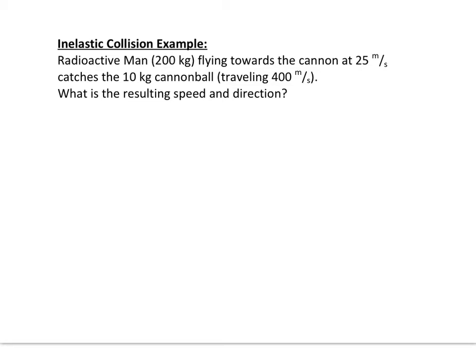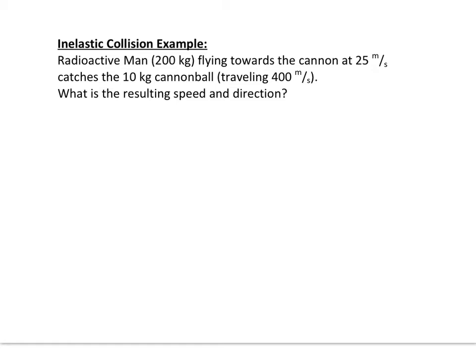So it says here, radioactive man, 200 kilograms, flying towards a cannon at 25 meters per second, catches the 10-kilogram cannonball, traveling at 400 meters per second. What is the resulting speed and direction? The key word here is that radioactive man catches the cannonball. That means that after this midair collision, the two objects are going to move together.